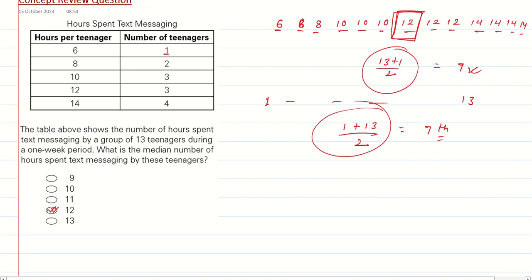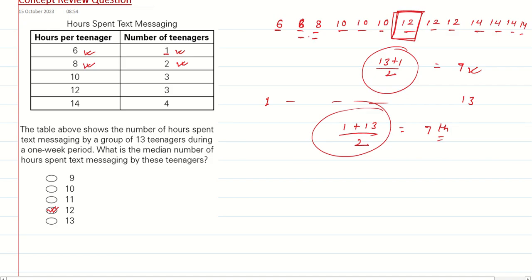Vishwanath, did you understand? We are talking about the median. Median is the middlemost term, basically. The numbers should be in increasing order. So what is given here? Number of hours per teenager. 6 hours, how many teenagers? One teenager. 8 hours, how many teenagers? Two teenagers. So I write two times.